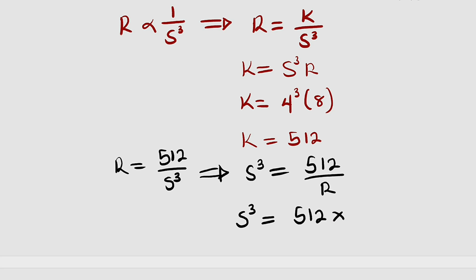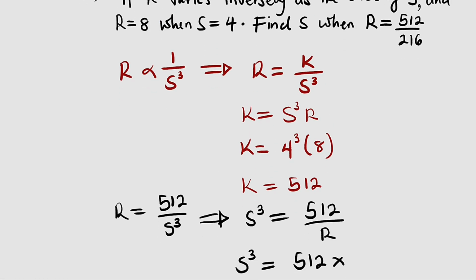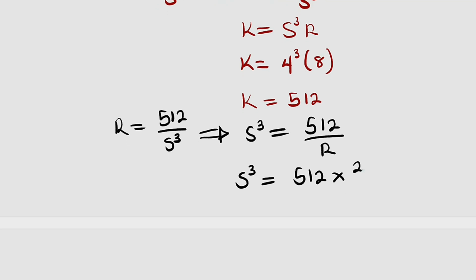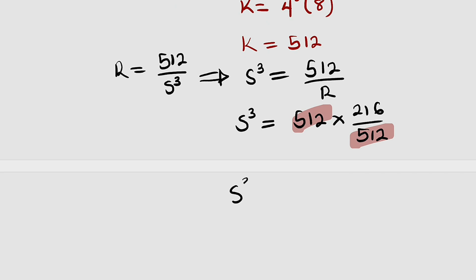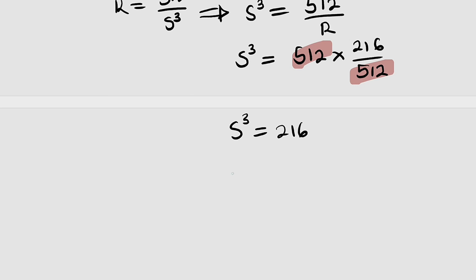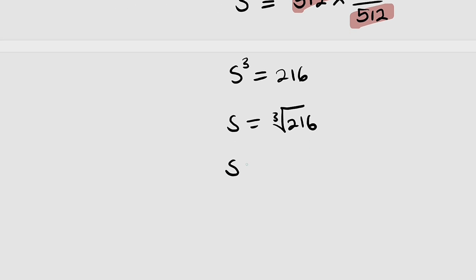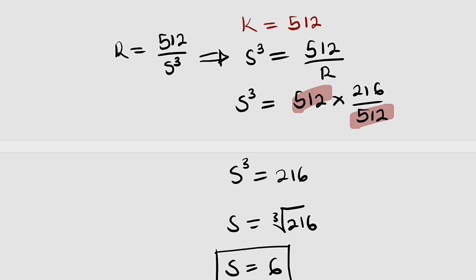So therefore, S to the power of 3 is equal to 512, and we can multiply by the reciprocal, so we take 216 divided by 512. You can see 512 will cancel 512. We have S cubed equal to 216. And what is S? S is just the cube root of 216. And finally, S is equal to 6. And this is just the value of S. This is all about the B part.